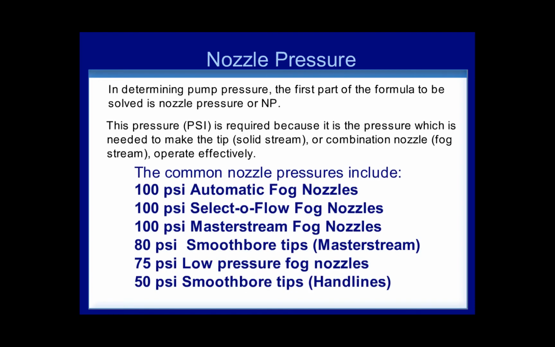The common nozzle pressures include 100 psi for the automatic fog nozzles, 100 psi for a SelectoFlow fog nozzle, 100 psi for master stream fog nozzles, and 80 psi for smoothbore tips for a master stream, 75 psi for a low pressure fog nozzle, and 50 psi for smoothbore tips that are on hand lines.